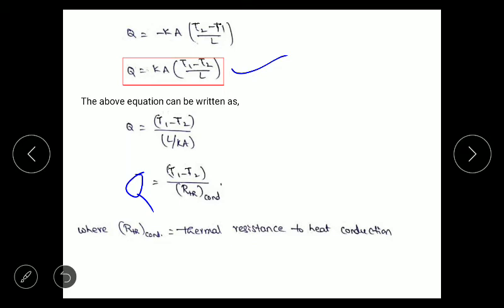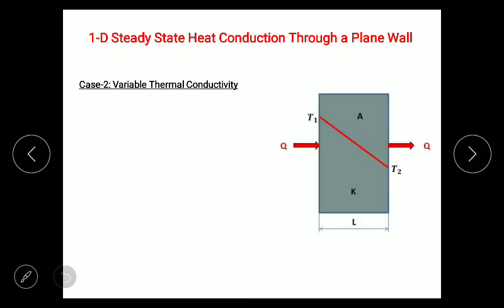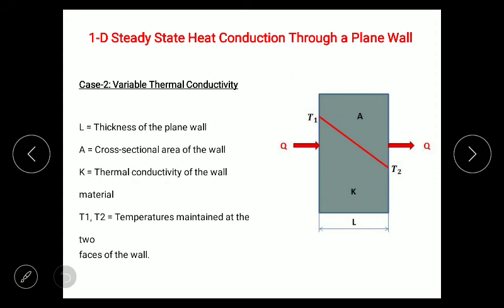Clear? Now the second case, case 2 with variable thermal conductivity. Here also, in order to derive the equation for a body that has a thermal conductivity which is a variable, which is not constant, I'm considering the same body having a temperature T1 at one face, temperature T2 at another face. The cross-sectional area is A, thermal conductivity is K, which is a variable.